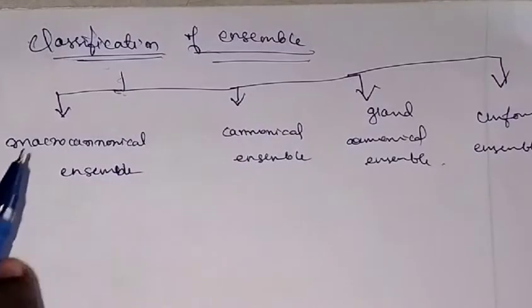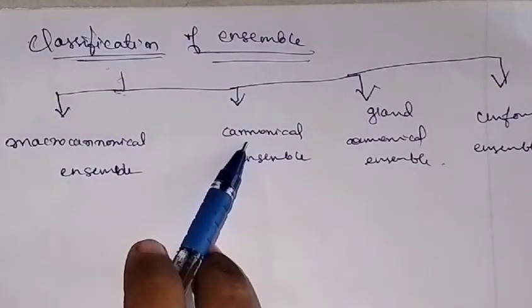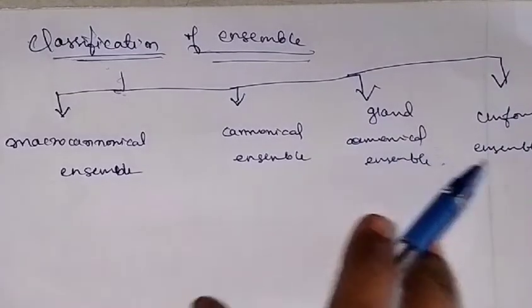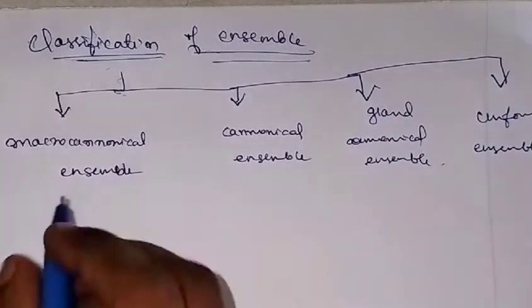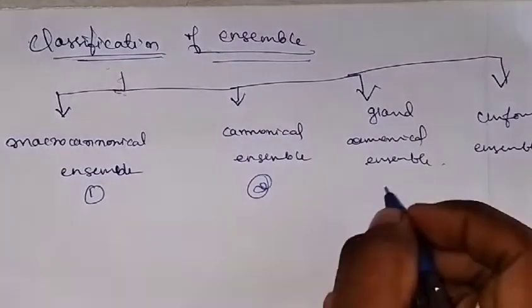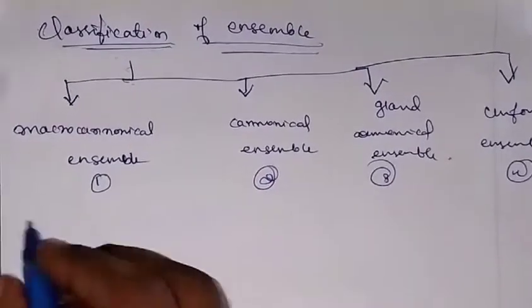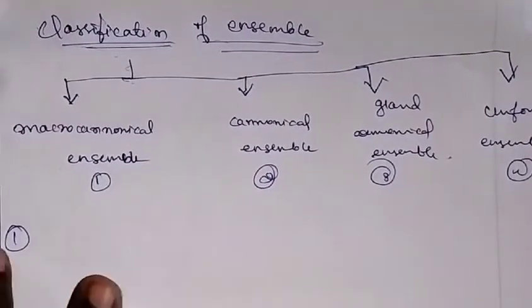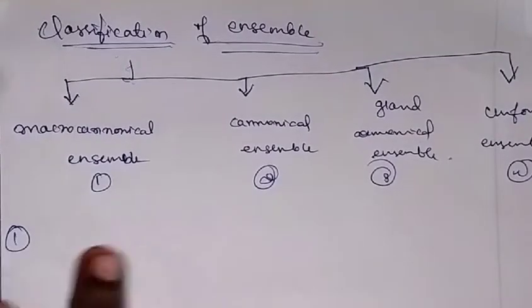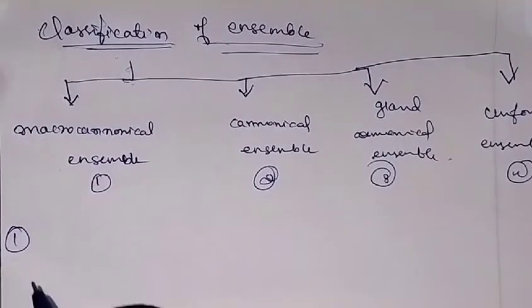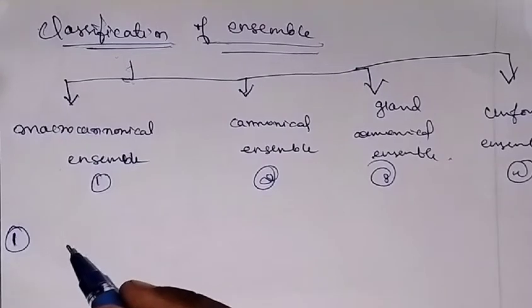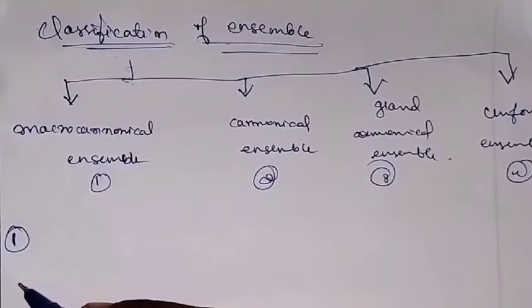So what is the first one? Microcanonical ensemble, canonical ensemble, grand canonical ensemble, and the uniform ensemble. Let me call them 1, 2, 3 and 4. When I write 1, that means I am explaining the microcanonical ensemble. I am not writing microcanonical ensemble again, I am writing 1. Now, what is the microcanonical ensemble?